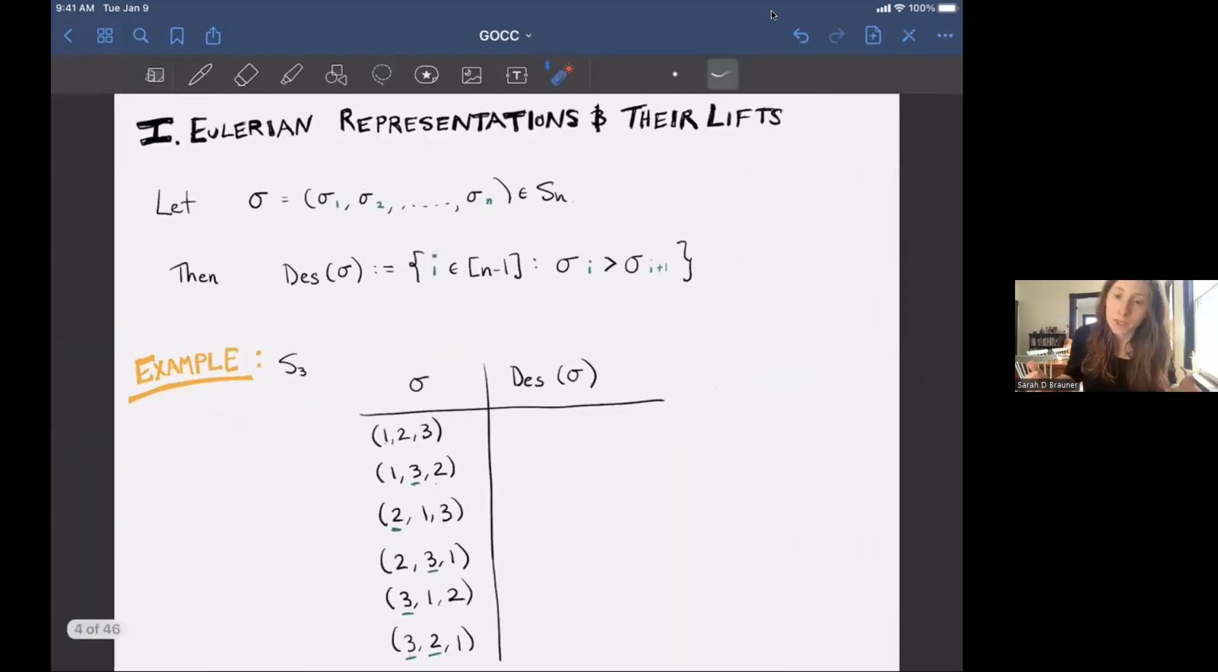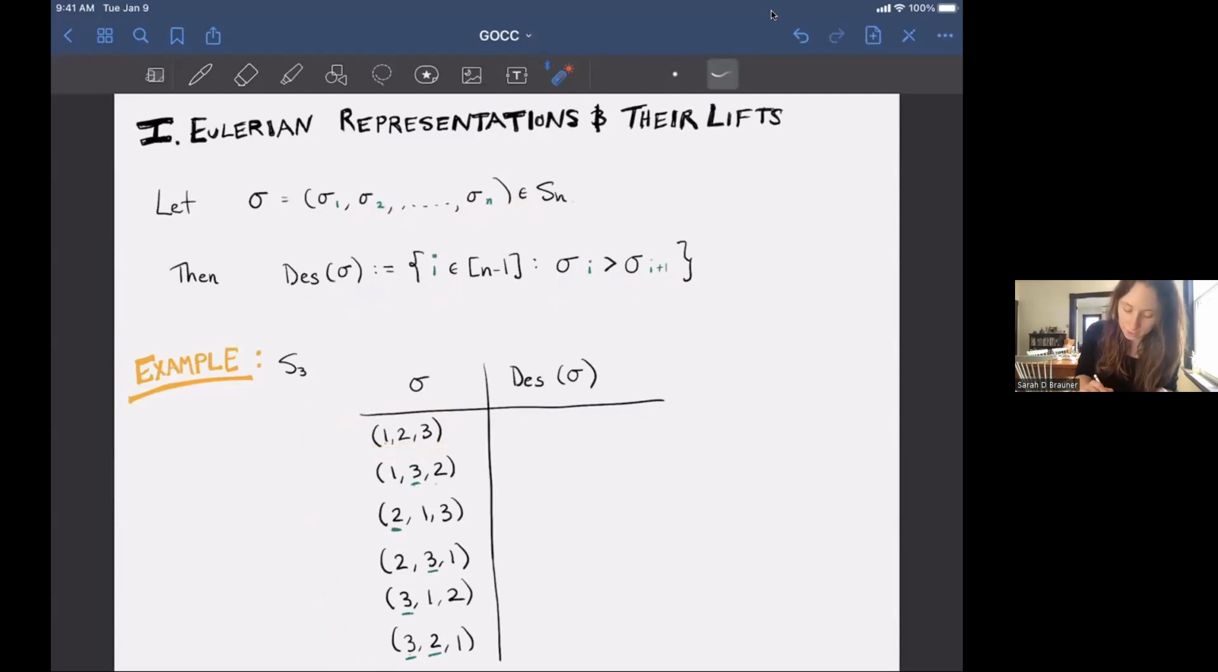Okay, so beginning with Type A, we really want to start with the descent set of a permutation. So here I'm thinking about a permutation of the symmetric group in one line notation. And the descent set of that permutation is thinking about indices where sigma i is bigger than sigma i plus 1. Okay, so for example, here are all of the permutations in S3, right?